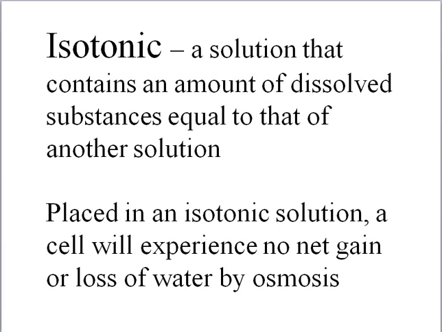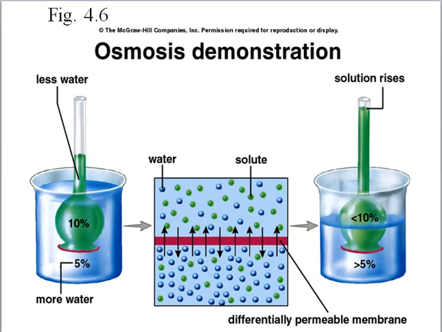Iso means equal. If two solutions are isotonic, they have equal water concentrations. Because there's no concentration gradient, a cell placed in an isotonic solution will neither gain nor lose water by osmosis. In this diagram, the numbers represent the solute concentrations. Red is a membrane. Since the water concentration is greater in the blue solution in the beaker compared to the green solution in the apparatus, water moves by osmosis from the beaker into the apparatus.